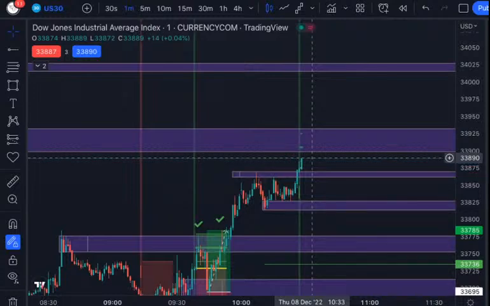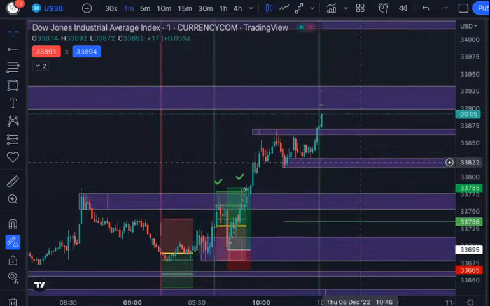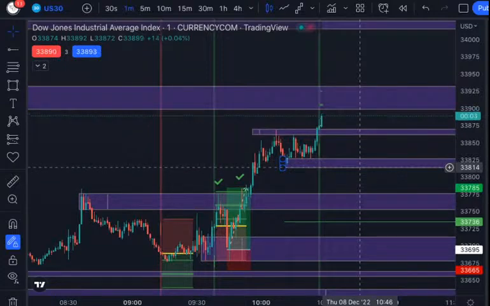All right, TP1 hit. We are in the position. TP1 is profitable. All right, we are in the money.